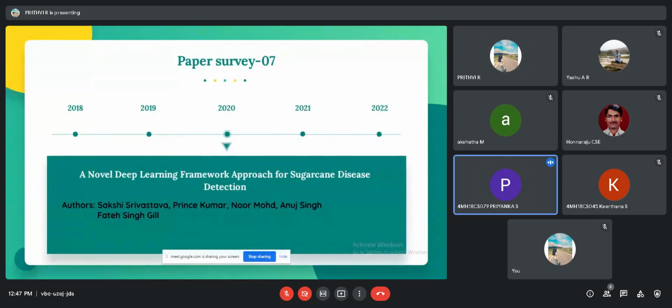Thank you, Prithvi. The next paper is a novel deep learning framework approach for sugarcane disease detection. The authors are Sakshi Srivatsava, Prince Kumar, Noor Mohd, Anuj Singh, Fatih Singh Gill. A novel deep learning framework approach is proposed in this paper to detect whether a sugarcane plant is diseased or not by analyzing its leaves, stem, colors, etc. The study comprises three scenarios based on the different feature extractors, namely Inception V3, VGG16, and VGG19. These are the pretrained models on which different classifiers are trained.